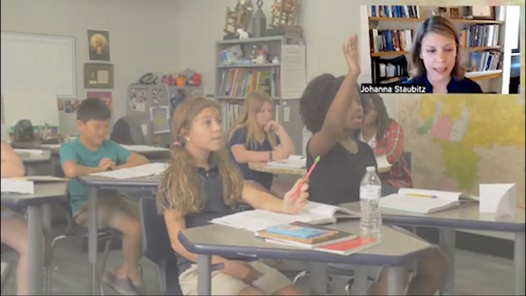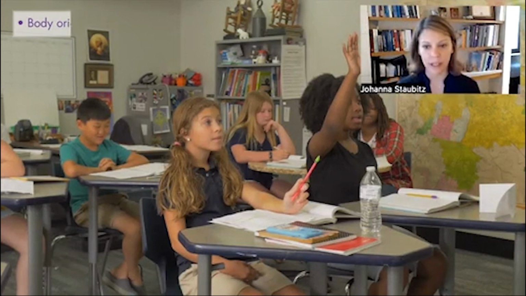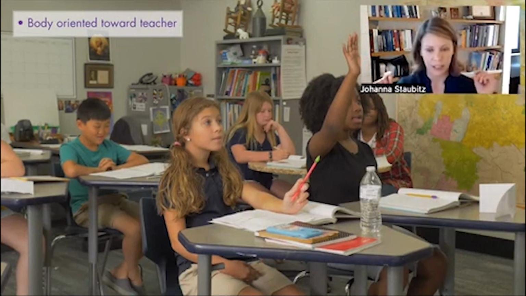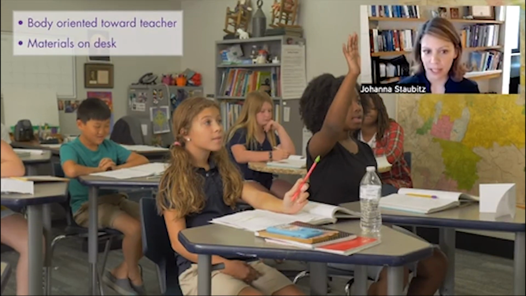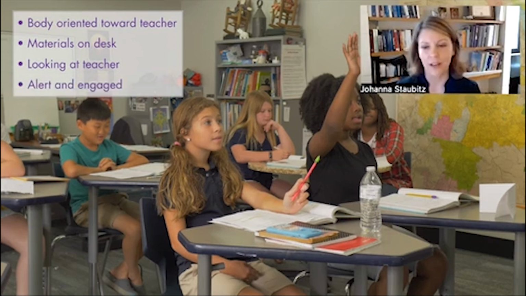So what we see here of Nora in the calm phase is that she is oriented toward the teacher and the instruction that's happening. She has her materials out on her desk. She seems to be using them appropriately for the most part, and has her eyes forward as well. So it could be that a student's body is oriented the right way, but they're looking away, and that could be a sign that they're not calm. But Nora appears to be alert and engaged based on this body language.